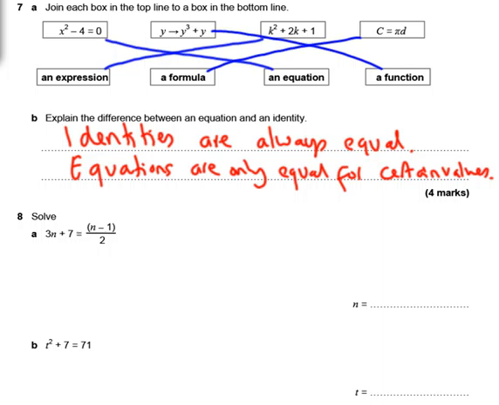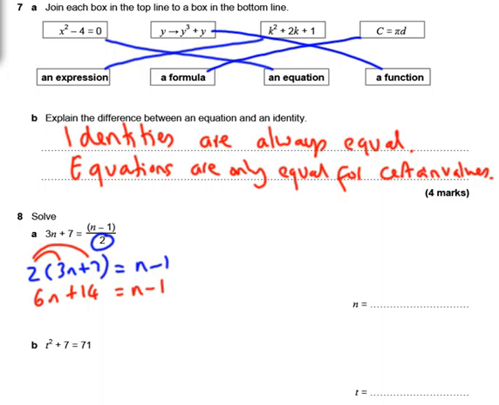Question number 8. Solve. So 3n plus 7 equals n minus 1 over 2. The first thing I would do is get rid of the divide 2. So I'm going to multiply by 2. So if I multiply, I'll get 2 times 3n plus 7 equals n minus 1. Now if I expand that out, I'm going to get 2 times 3n, which is 6n, 2 times 7 is 14 equals n minus 1.